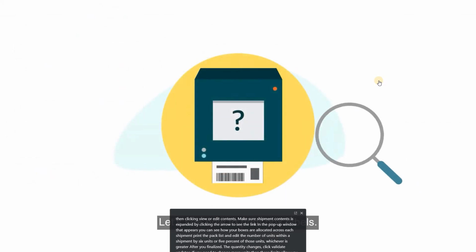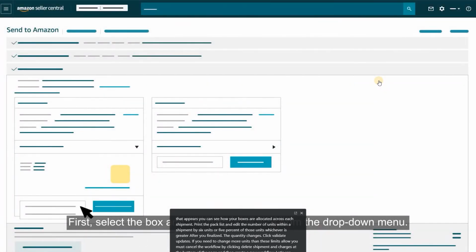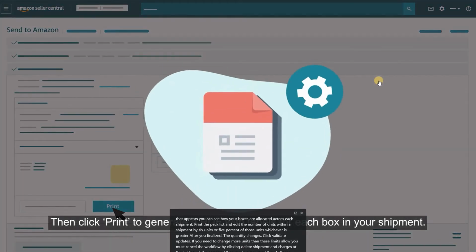Let's see how to print box labels. First, select the box and shipping label size from the drop-down menu. Then click Print to generate a PDF with labels for each box in your shipment.